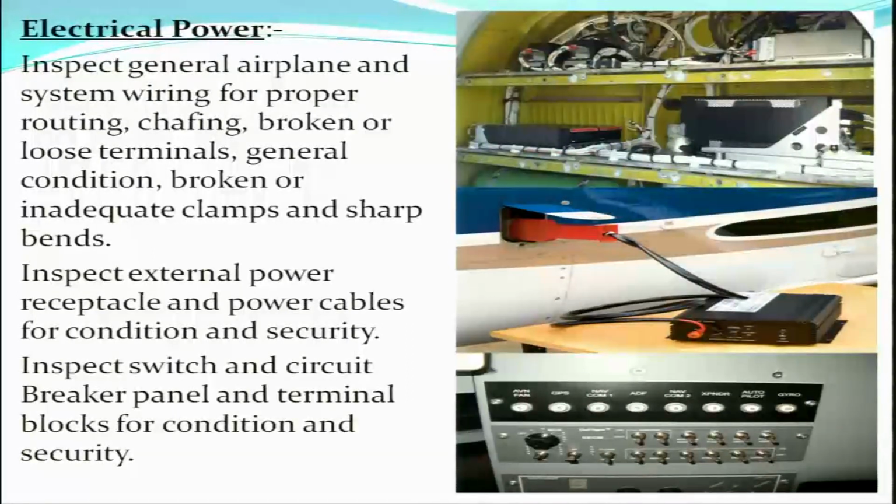Inspect external power receptacle and power cables for condition and security. So, the external power receptacle and power cables are being checked for condition and security. Inspect switch and circuit breaker panel and terminal blocks for condition and security. In this figure you can see these are the circuit breakers, these are your switches. So, all the switches and the circuit breakers are being checked for condition and security.